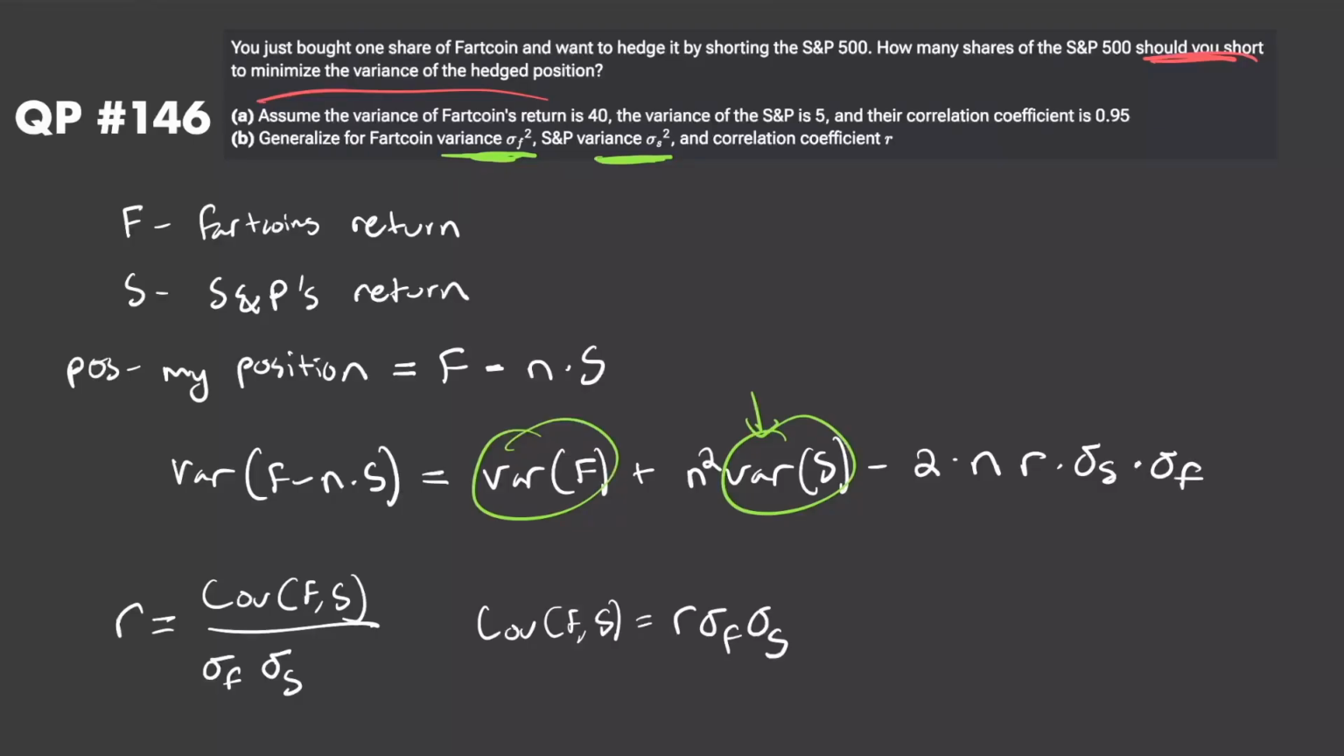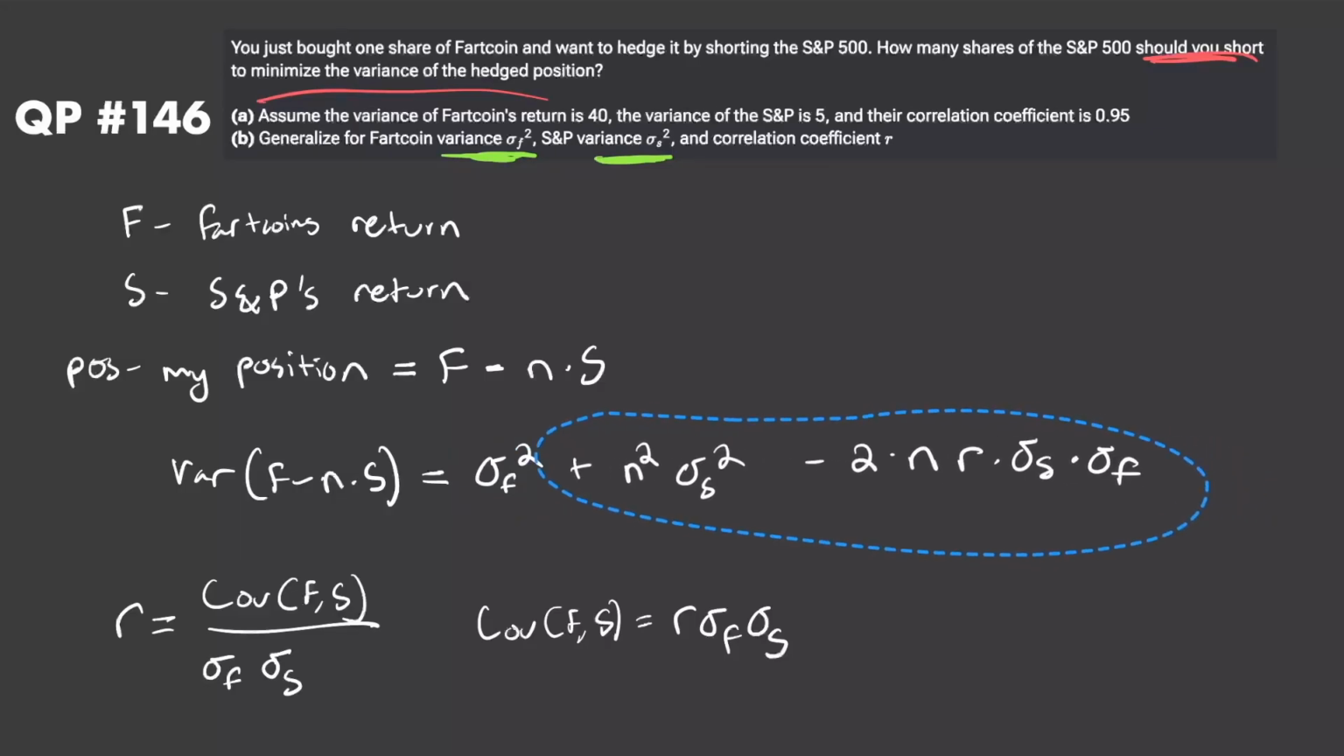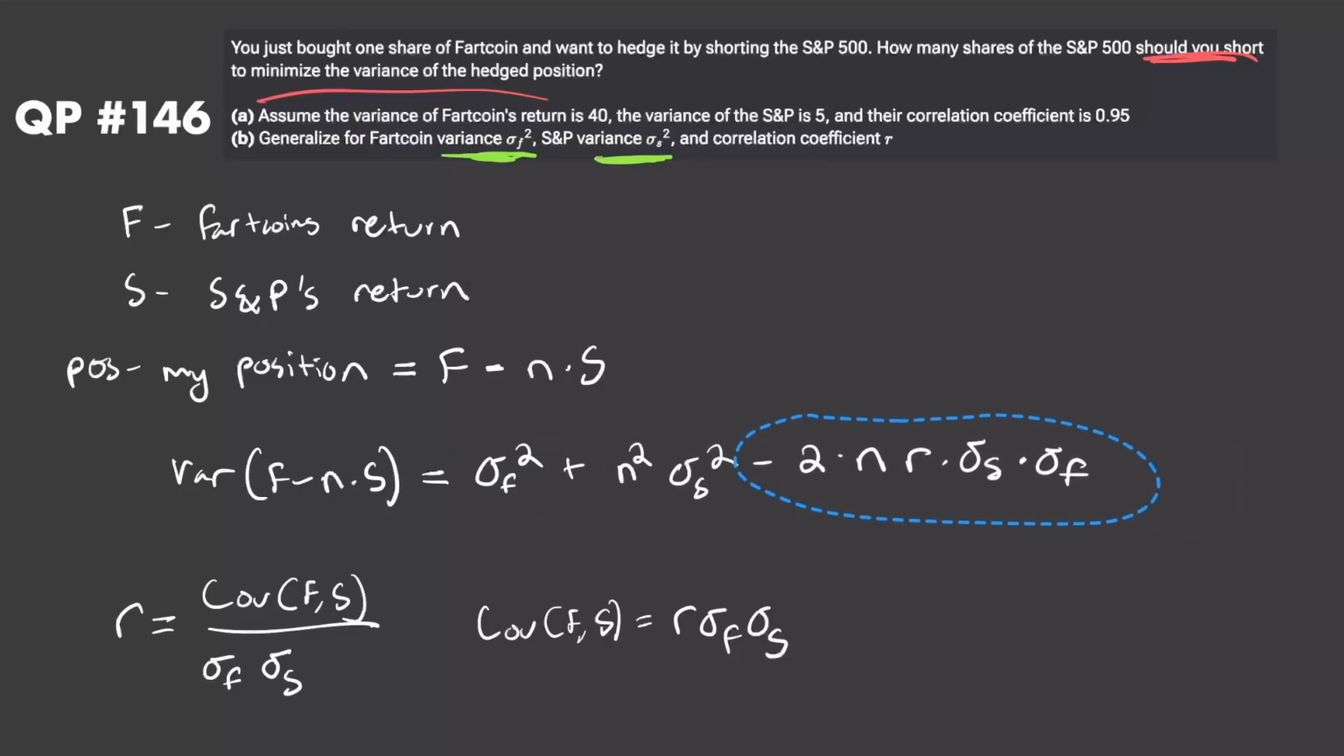So now if we just write these in terms of how they're given in the question, we basically have sigma S squared and we have sigma F squared right here, right? So the variance of my position, F minus n times S, is just going to be expressed as this, where all of these are what we have been given, right? We were given R, we were given sigma S, and we were given sigma F, but we are trying to solve for n. We're trying to find the value of n that minimizes this value over here.